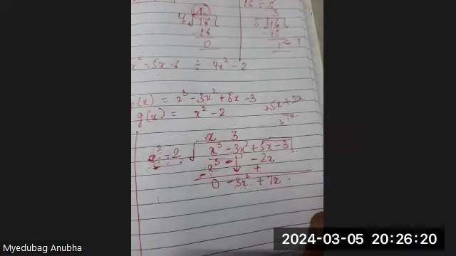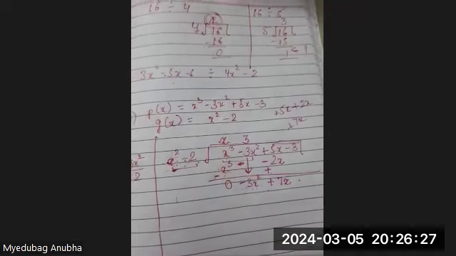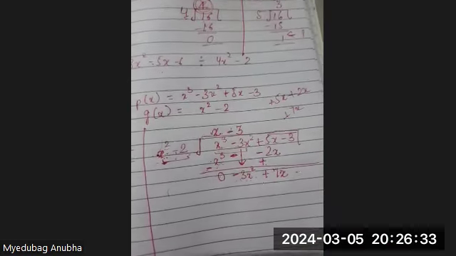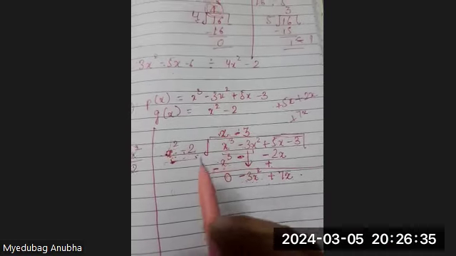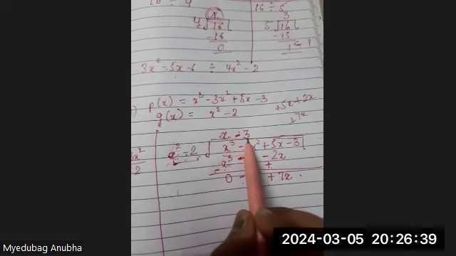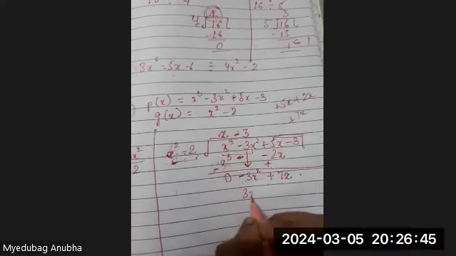Moving forward to the sign. This is positive and this is negative. What are we going to put here? Negative. Now multiply this. This is your x square and this is your 3. So what will be the answer? 3x square.